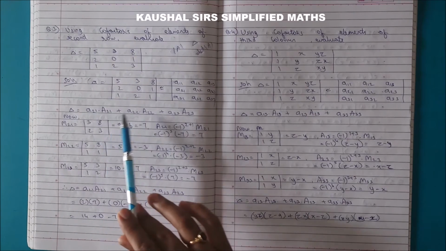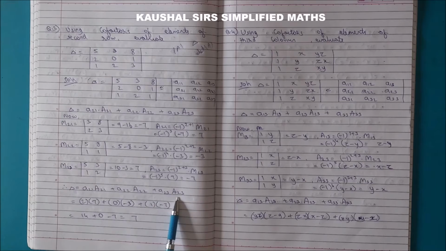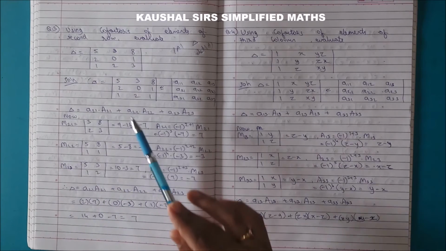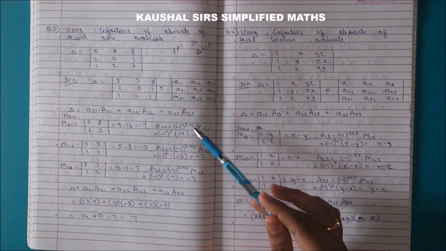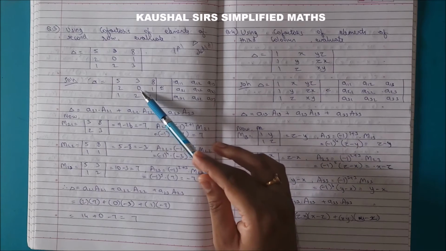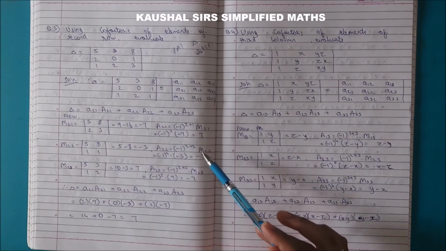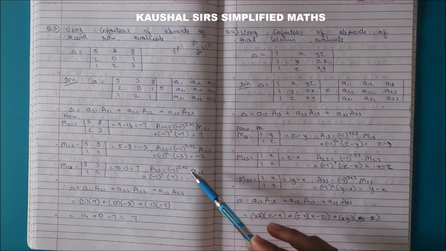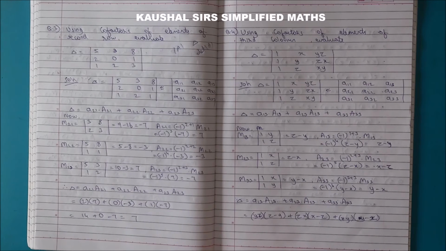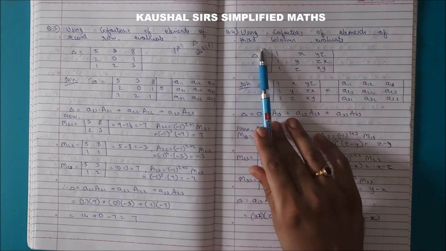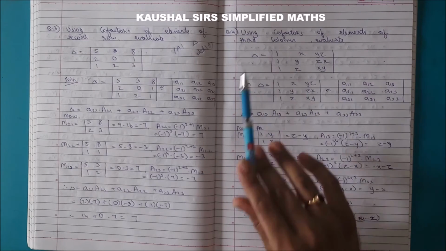Now once we have got all the three cofactors, we again write the formula and then just put the values: a21 into the cofactor plus a22 into the cofactor plus a23 into the cofactor, and then you simplify and you get your answer as 7. Moving to question number 4. Using cofactors of the elements of the third column, evaluate delta.